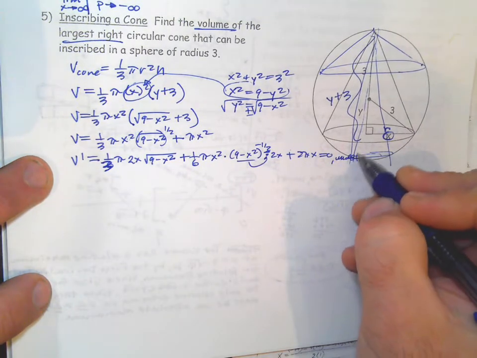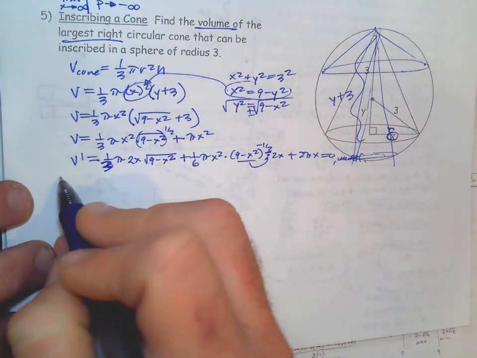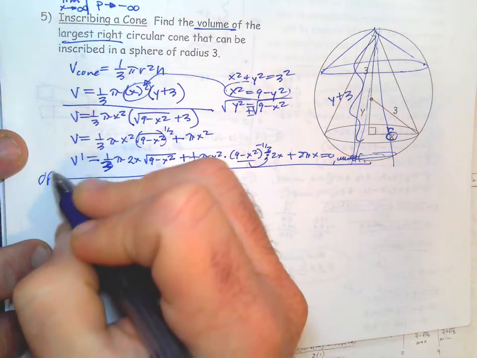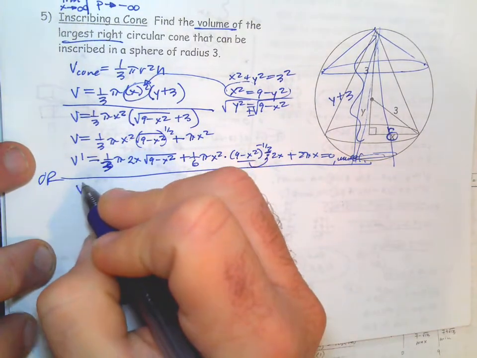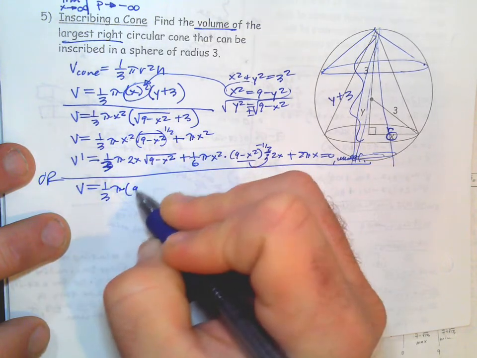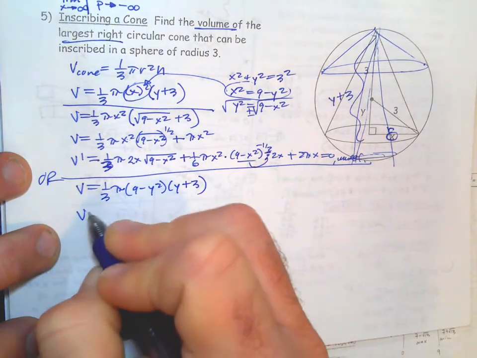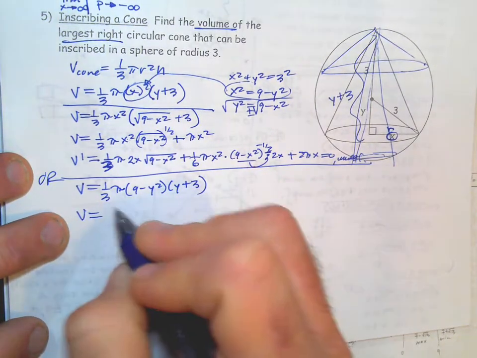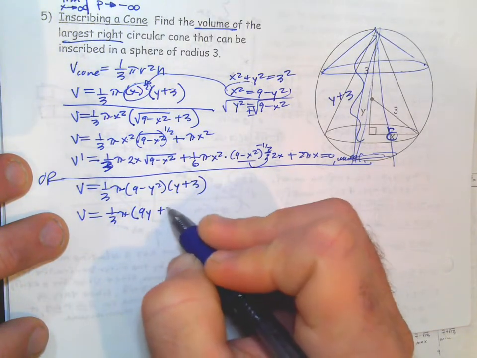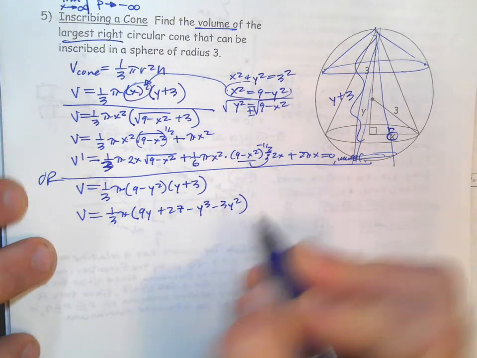So I'm not really into this one. I think I want to try the y. Let's try that. You could go for the other one, have fun. Otherwise, 1/3 pi, we could replace x squared with 9 minus y squared. And this looks like it's going to be a lot nicer. So 1/3 pi, 9y plus 27 minus y cubed minus 3y squared.